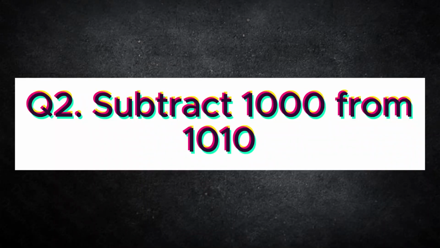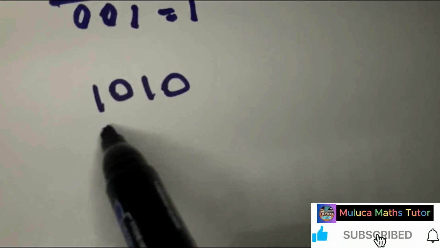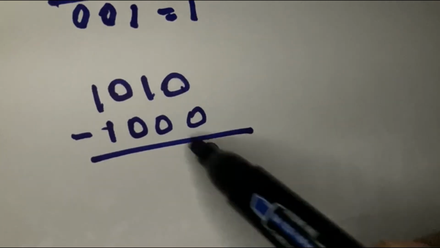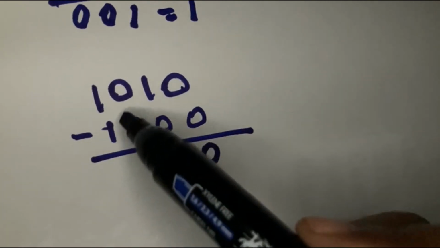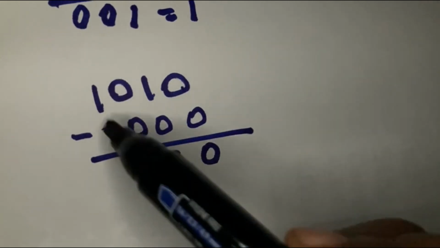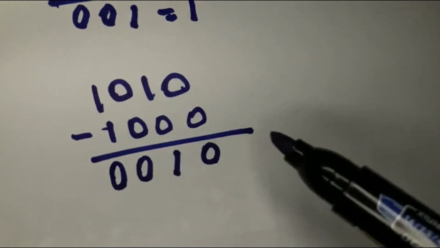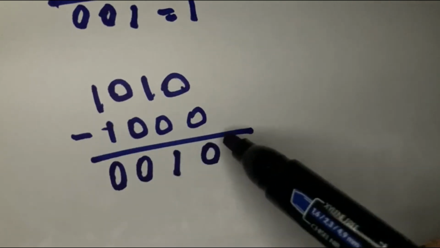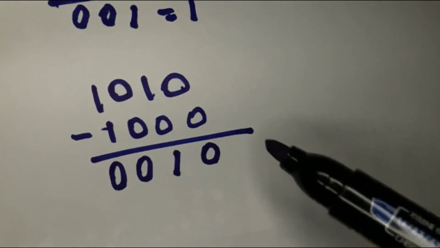Let's continue. Let's see how to subtract 1010 minus 1000. Okay, 0 minus 0, 0. 1 minus 0 is 1. 0 minus 0 is 0. And 1 minus 1 is 0. So the binary digit 1010 minus 1000 will be 10.